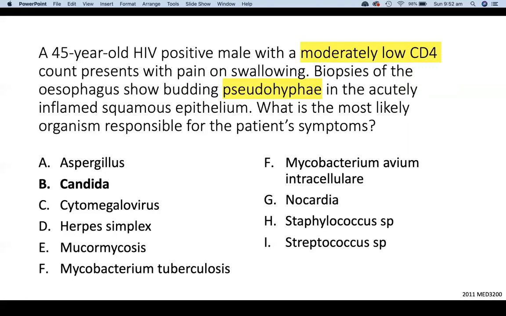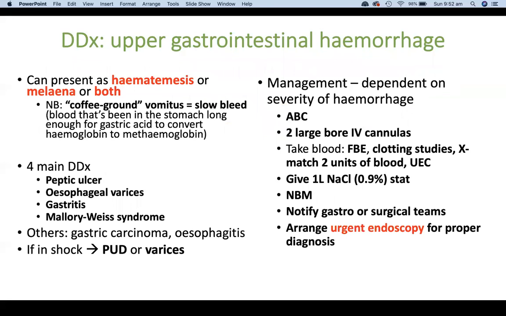Yep, okay. So upper gastrointestinal hemorrhage, this either presents as hematemesis, melena, or both. If you get something like coffee ground vomiting, that's because the blood is being digested a bit, and that's why it comes out as coffee ground. The main differentials to remember for this are peptic ulcer, esophageal varices, gastritis, Mallory-Weiss. You can also get it from carcinoma and esophagitis as well, as we've gone over. But these are the main four you have to remember. Peptic ulcer and varices will give you heaps of vomiting, whereas the rest won't. So that's something to know for your EMQs as well.